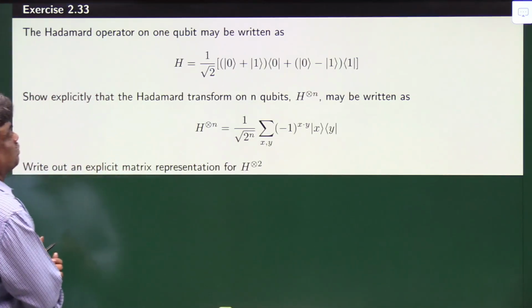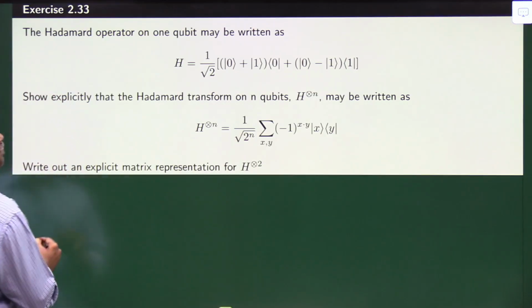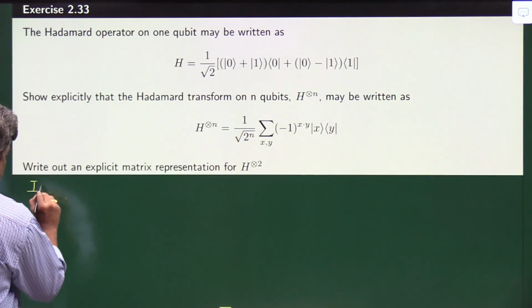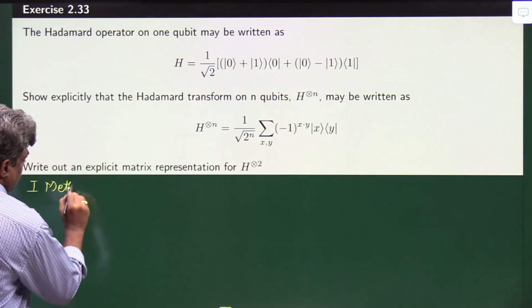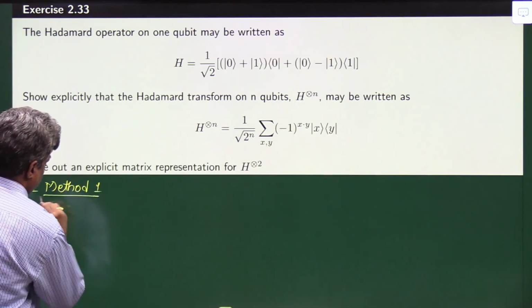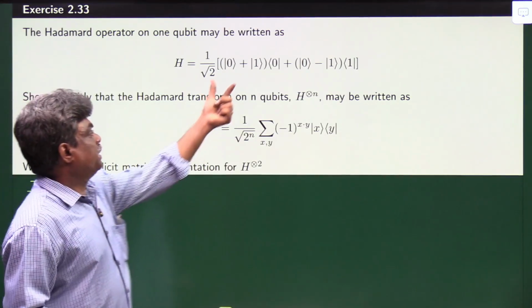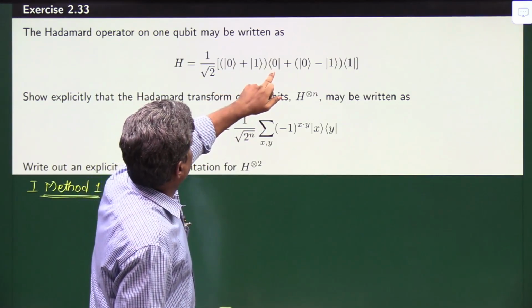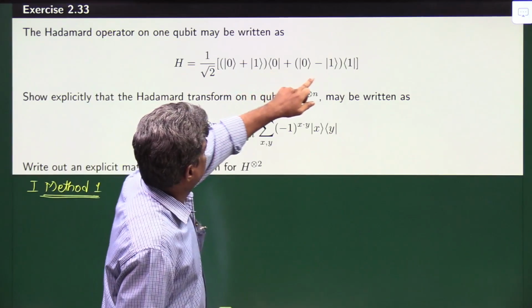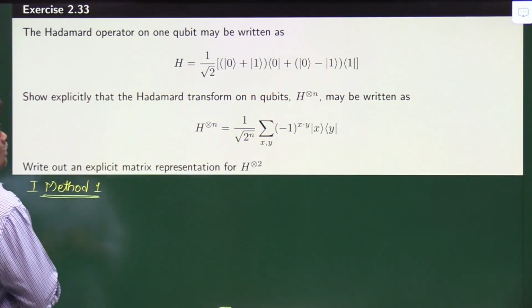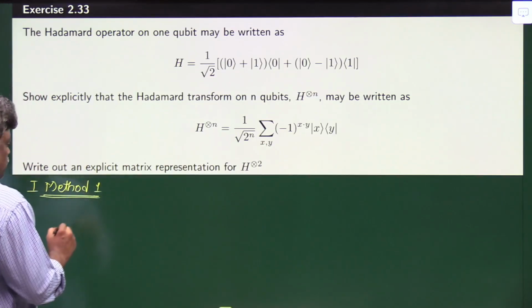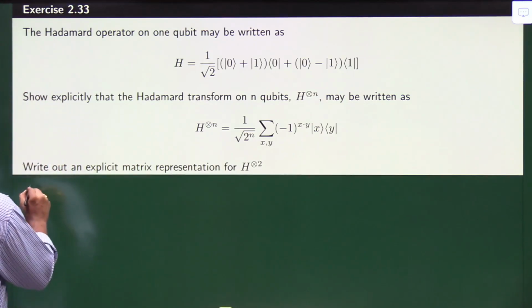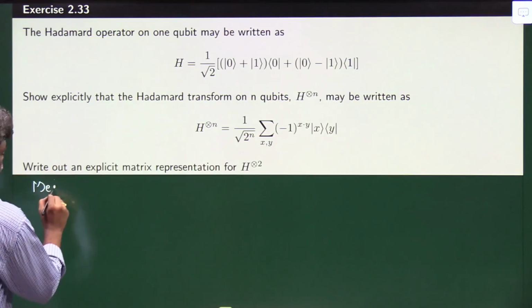So first, let me take method 1. Now if you observe carefully, here we have a ket and here we have some bra notation, something like this. Okay, fine. So let us start. Now let me take method 1.